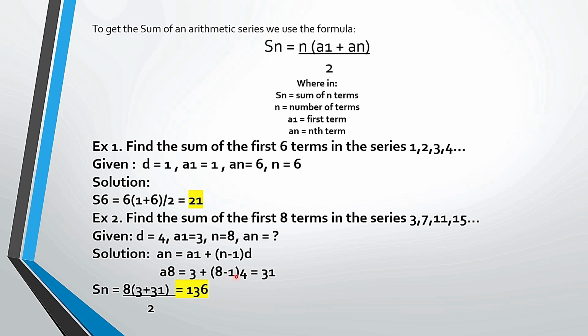If you will notice, 7 times 4, we will be having 28 plus 3 is equal to 31. So the 8th term, or the nth term, is 31. Therefore, the sum of the first 8 terms, S sub n or S sub 8, is equal to 8, which is the number of terms, times the first term, which is 3, plus the last term, which is 31, all over 2, is 136.